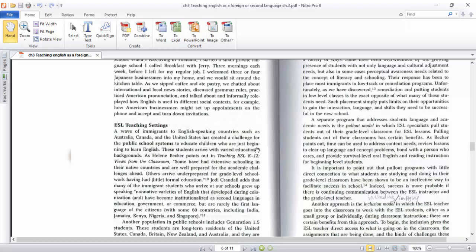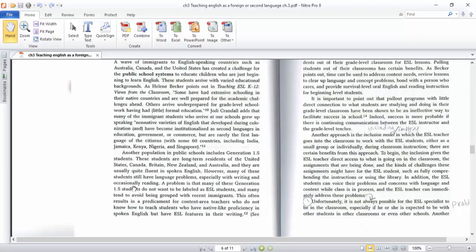These students arrive with varied educational backgrounds. So we have different students coming from different countries. Okay. Some have had extensive schooling in their native countries and are well prepared for the academic challenges ahead. Others arrived unprepared for grade level school work, having had little formal education. So we have different students from different countries. They use ESL teaching settings. Some students, as mentioned, are well prepared, and other students are underprepared. Okay, so we have different students.